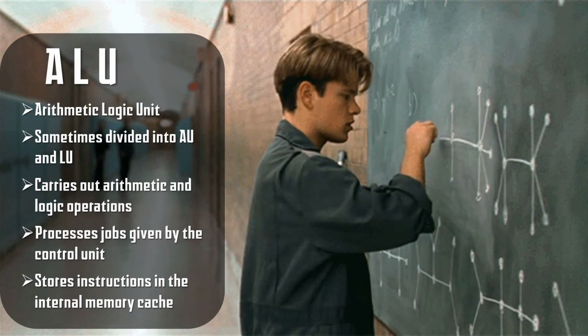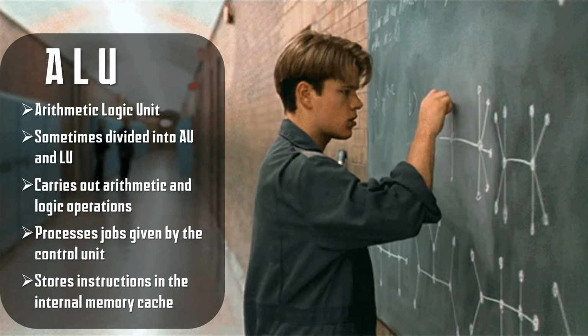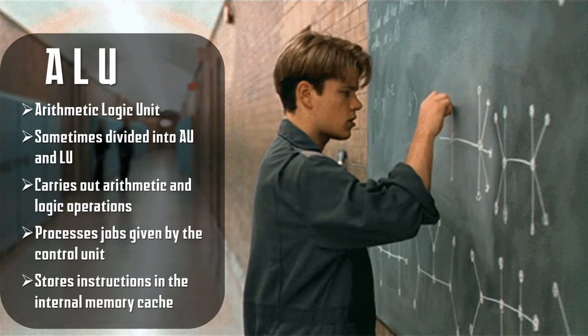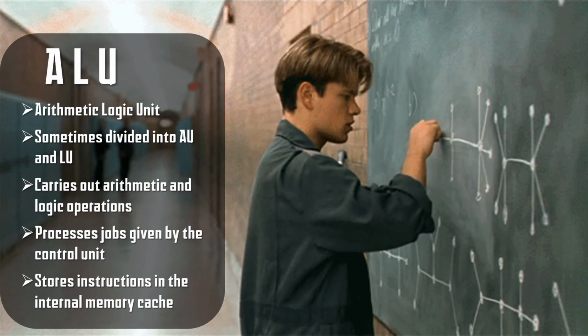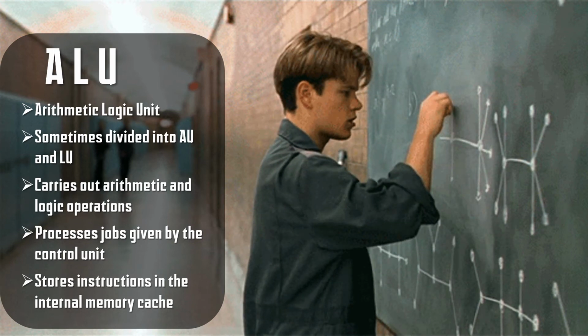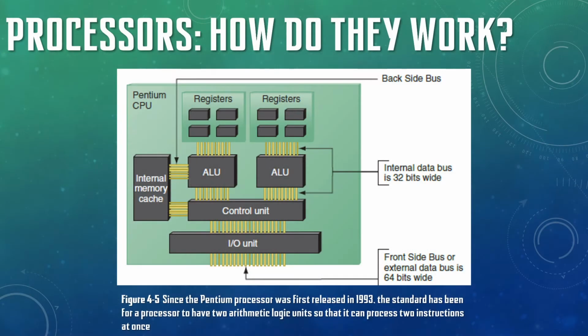So the arithmetic logic unit, sometimes on some boards it's divided into AU and LU, the arithmetic unit and the logic unit. It performs whatever the control unit gives it, and it stores instructions in the internal memory cache. So it's sort of like a super smart, super fast brain that can only think about one thing at a time. And then the memory cache, like the L1, level 2, level 3 caches, allow it to think about more than one thing at a time and therefore solve more and more complex problems.